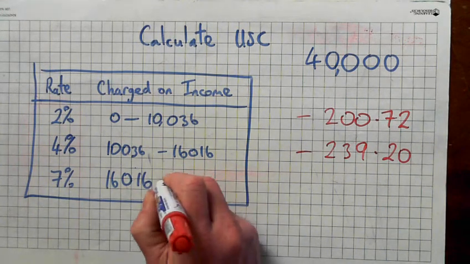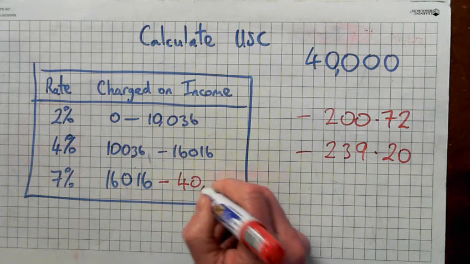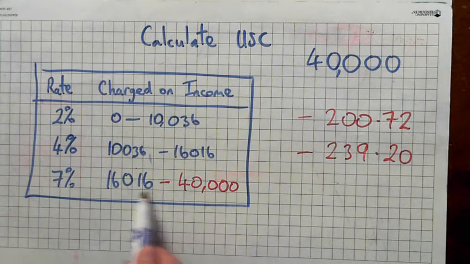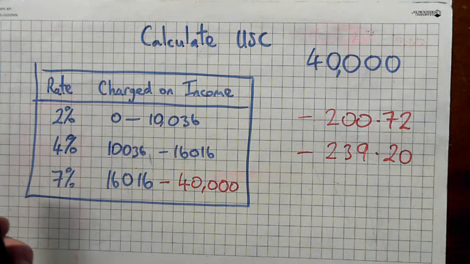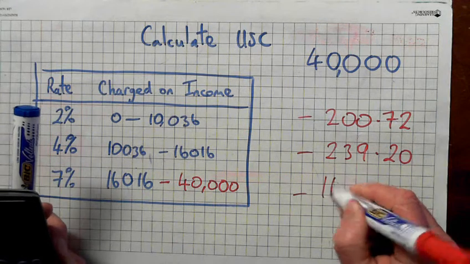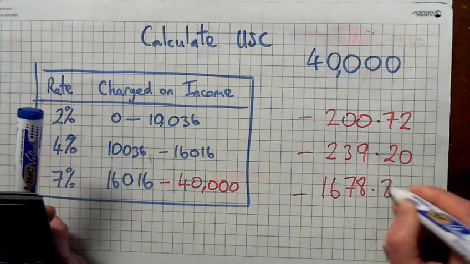Alright, and what number am I going to put in here? 40,000. That's how much I'm earning. So I'm going to subtract these two and multiply it by 7%. Something went wrong there. Right, so minus 1678.88.